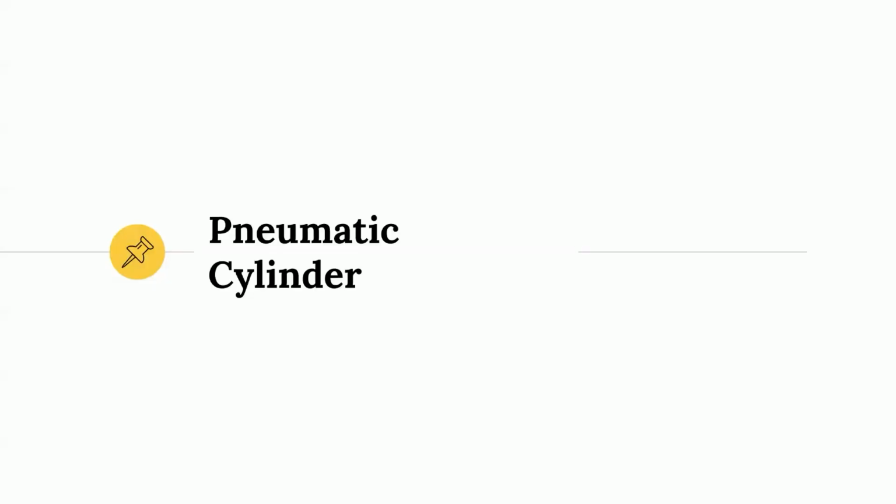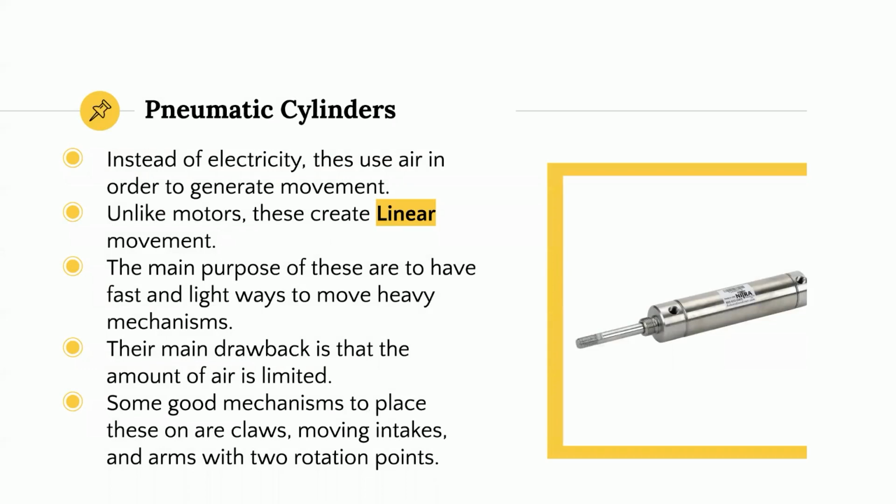Pneumatic cylinders. Instead of electricity, these use air in order to generate movement. Unlike motors, these create linear movement. The main purpose of these is to have fast and light ways to move heavy mechanisms. Their main drawback is that the amount of air is limited. Therefore, if you use these too many times during a match, you'll run out. Some good mechanisms to place these on are claws, moving intakes, and arms with 2 rotation points. So essentially, if you have a set up position and a set down position, these are really good.